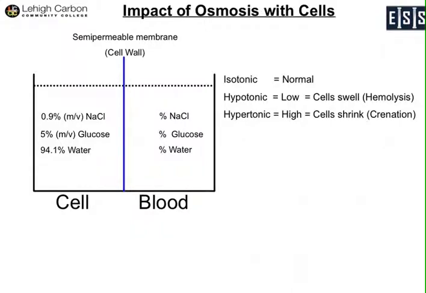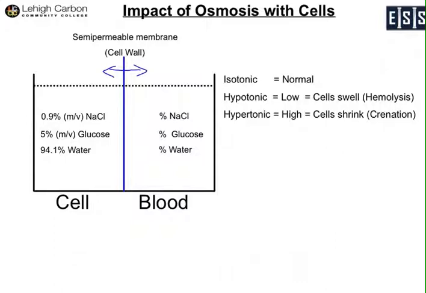So the semipermeable membrane is what's important in osmosis, and a semipermeable membrane is a membrane that only allows, in this case, water to pass through, sort of like a filter. But other materials such as salt and glucose cannot pass through the membrane. There's only water being able to move from one side to the other.